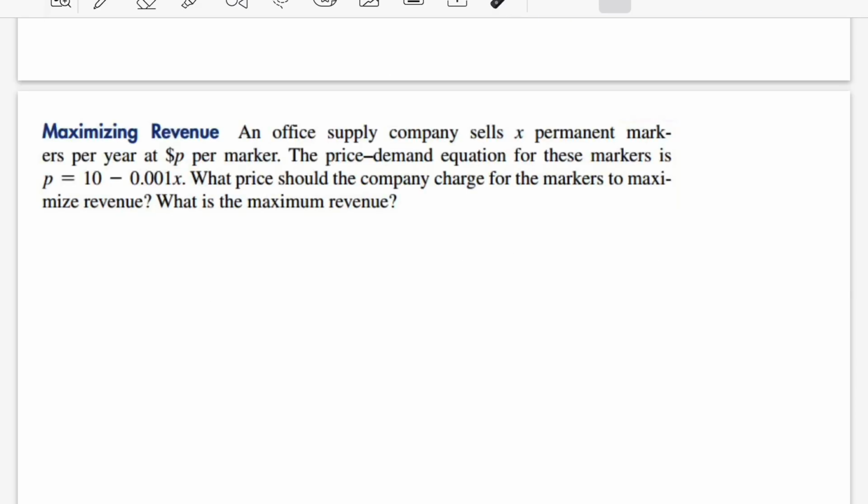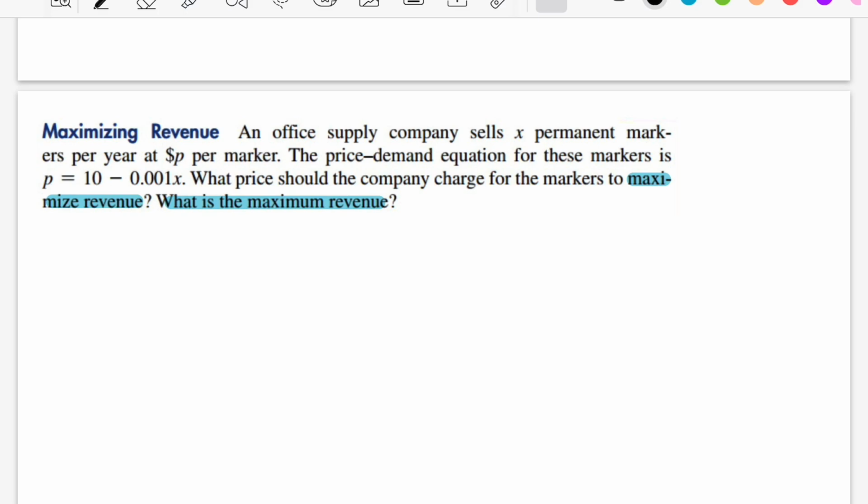Now the last example we're going to look at is one where we want to maximize revenue. So we're told that an office supply company sells X permanent markers per year at P dollars per marker. The price demand equation for these markers is given by this here, and we want to figure out what price should the company charge for the markers to maximize revenue. Okay, so we're looking to maximize revenue, and then we want to figure out what is this maximum revenue.